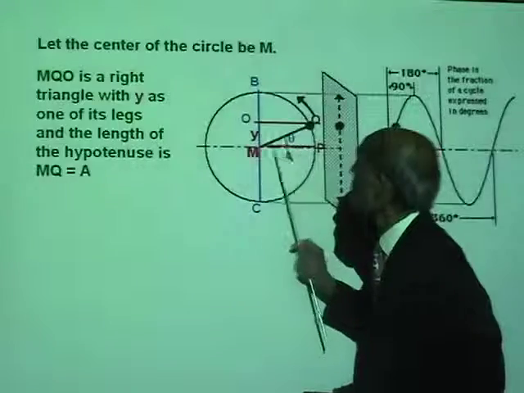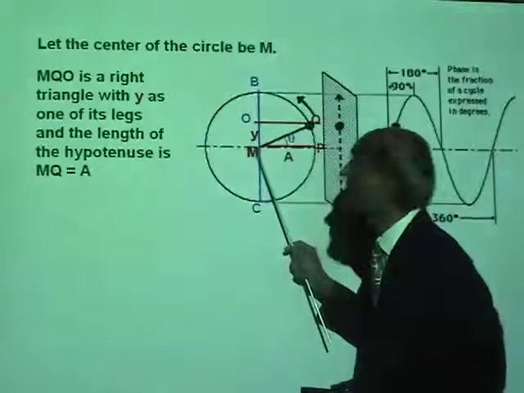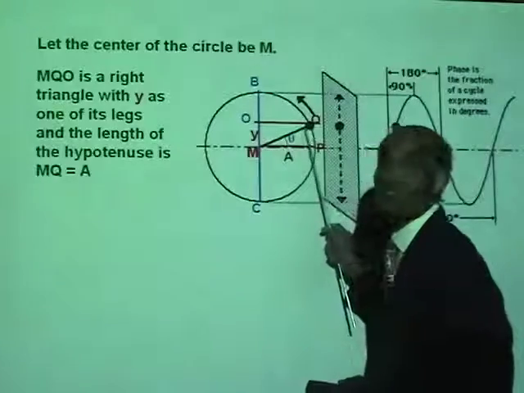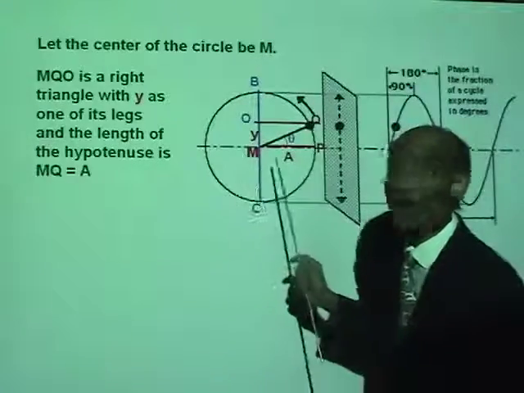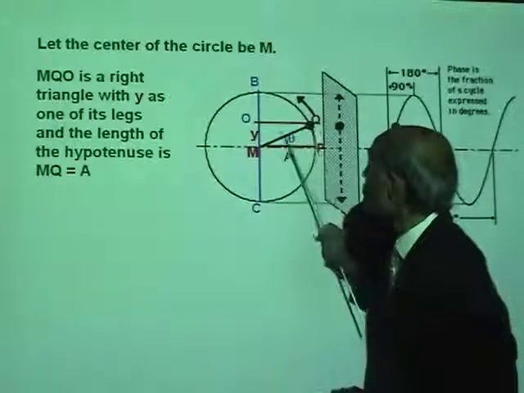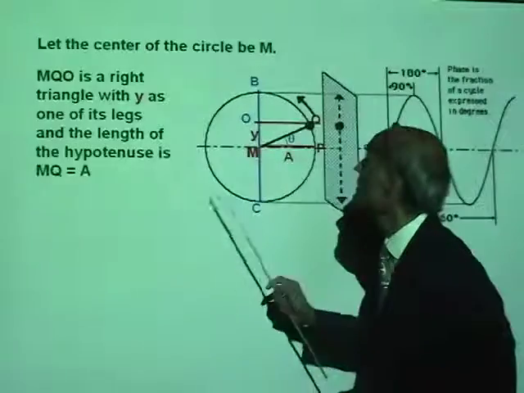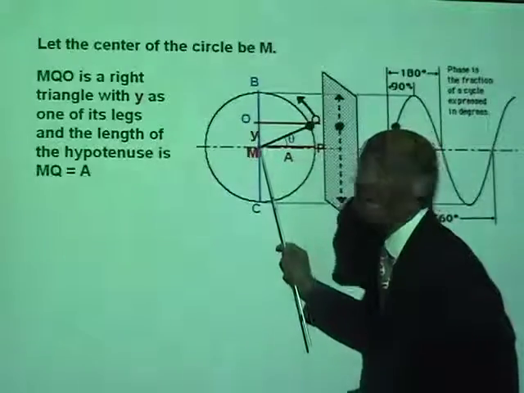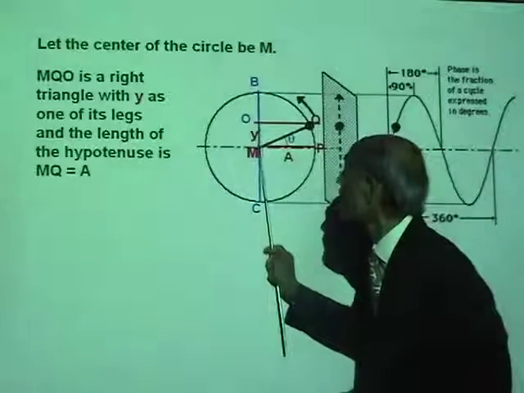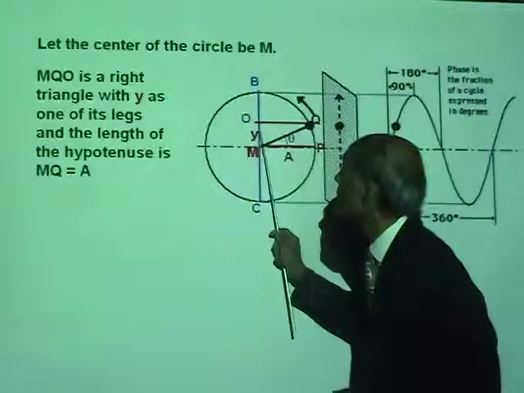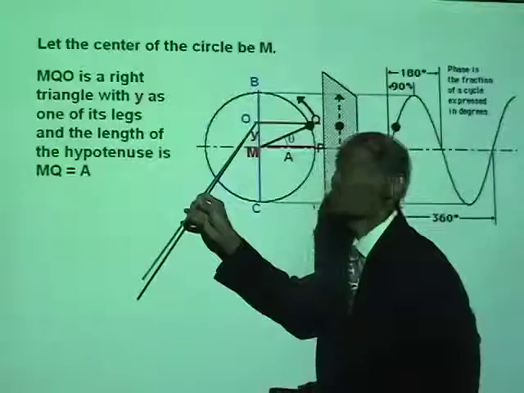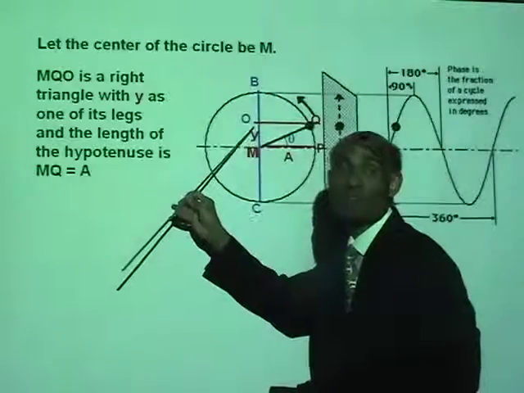The length of the hypotenuse. Can you tell me what is the length of the hypotenuse? MQ. That is the radius. And what is the radius that we call the radius equal to? A. So the hypotenuse of this triangle is equal to A, and one leg is the displacement. Is that right? This is one leg of that triangle, and that is the displacement. Displacement of what? Displacement of the projection O from the equilibrium position.